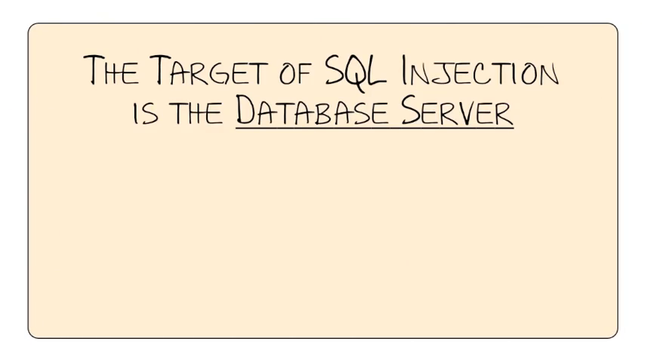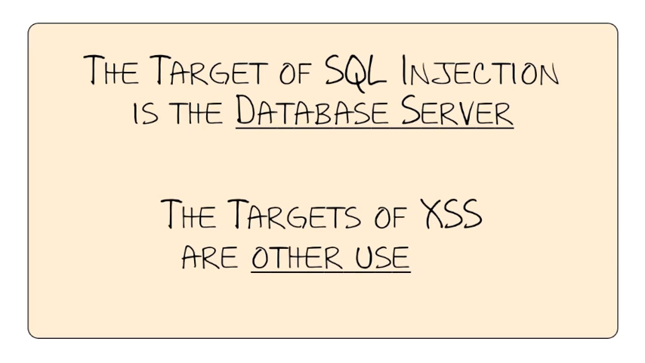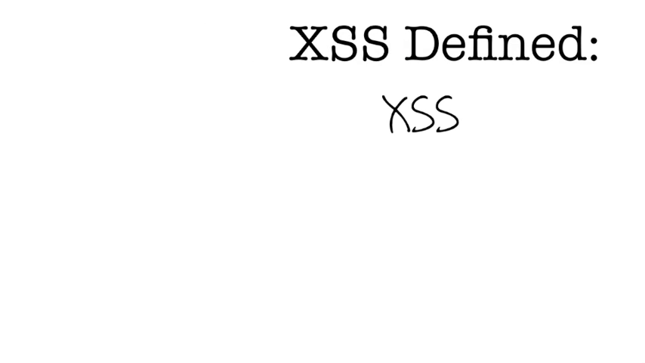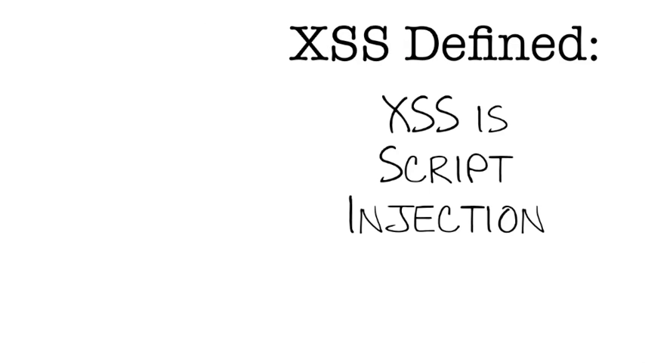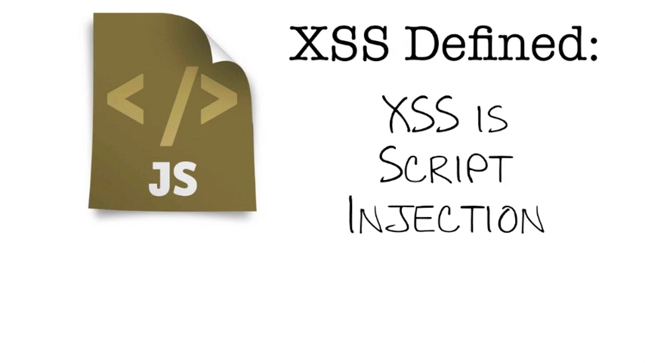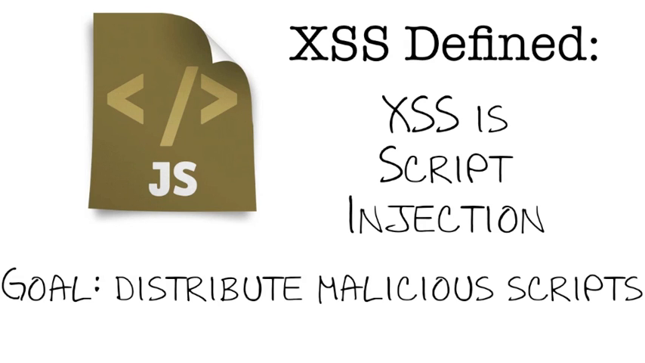However, in cross-site scripting, things are not always so straightforward because the target of a cross-site scripting attack is usually another user's web browser. Basically, XSS is another form of injection. This time, it is script injection, and the vast majority of these attacks are written in JavaScript. So cross-site scripting is when attackers use vulnerabilities in your web application to distribute malicious scripts to other users, which then run in those other users' web browsers.